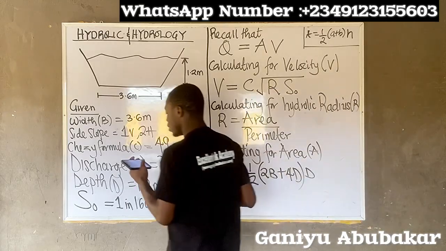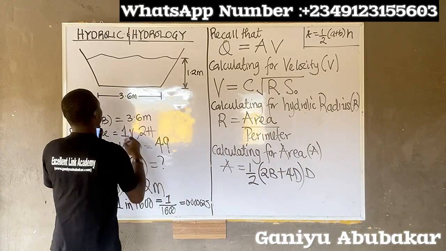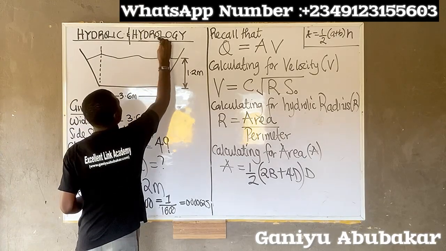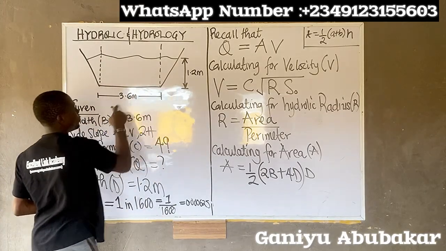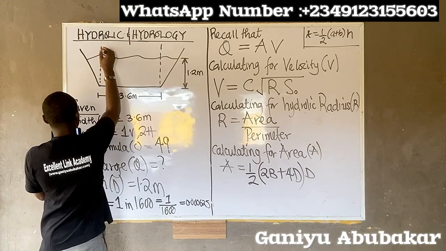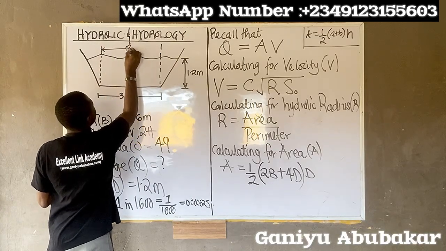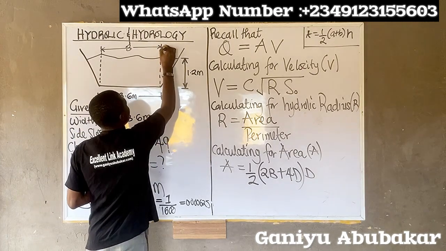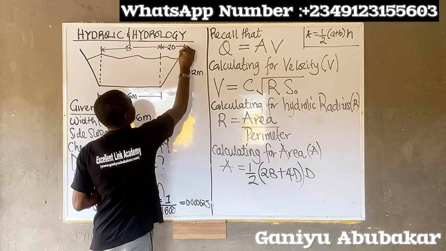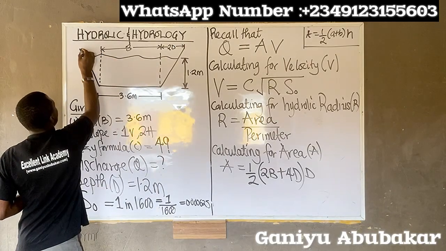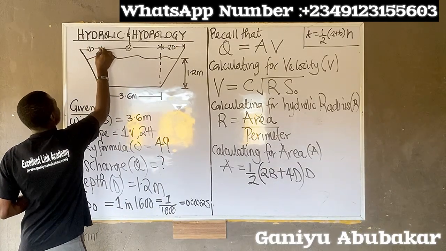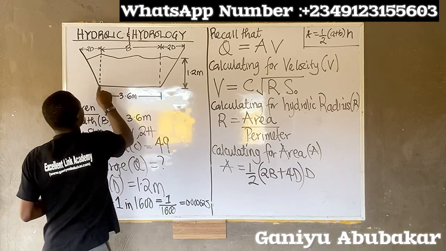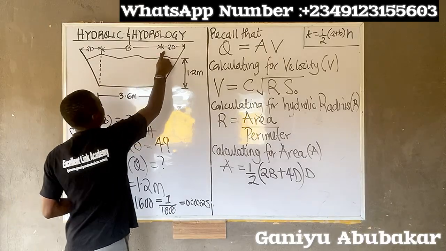So how do I get this value? If I take this part up a little bit, from here to here is your breadth. So here to here gives you the breadth, right? Here's the idea now. This part becomes 2D, and this part becomes 2D. So if here to here is breadth, this part becomes twice depth and twice depth.